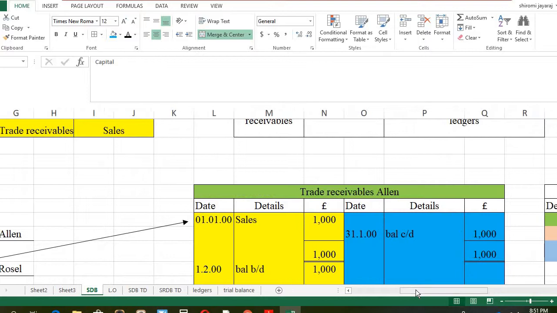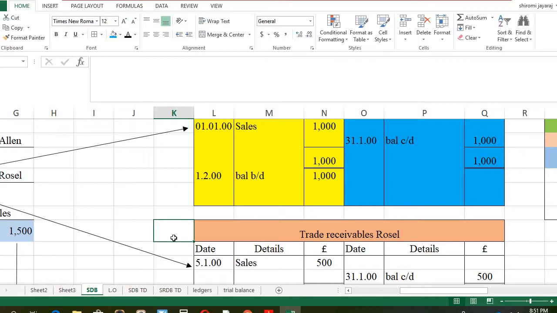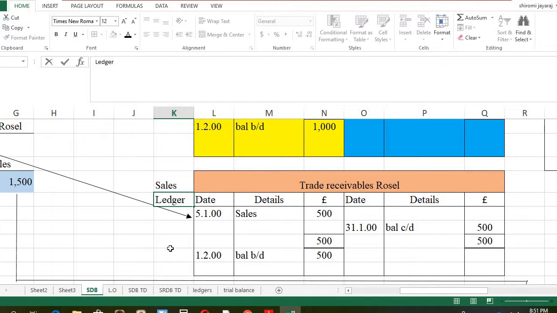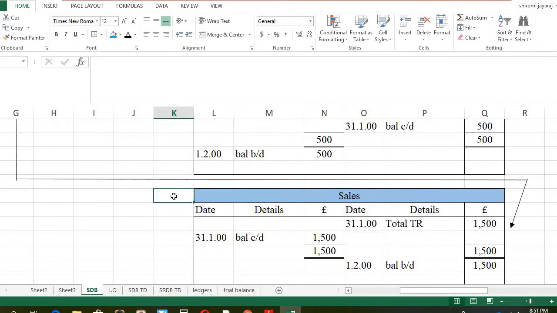Now, with that understanding, trade receivable Allen belongs to sales ledger. Again, trade receivable Russell belongs to sales ledger. Whereas sales account belongs to the general or nominal ledger. We are done with the classification of the ledgers.